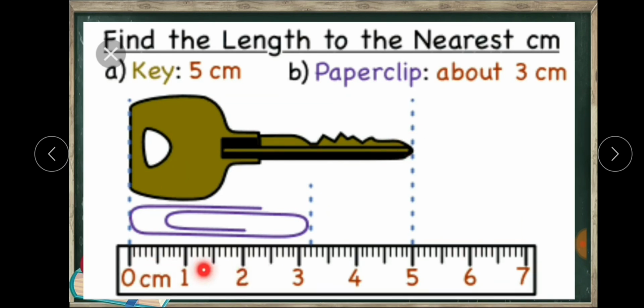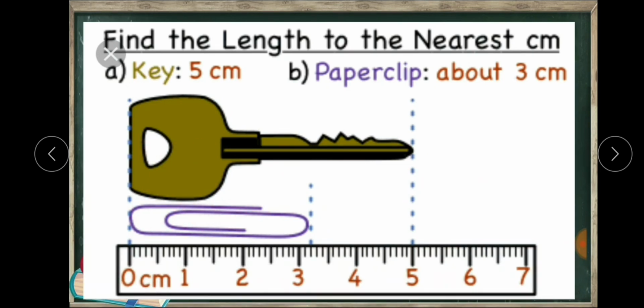The numbers represent centimeter. So we can say the key is 5 centimeter long. From 0 to 5, the length of the key is from 0 to 5. We can say the key is 5 centimeter long.